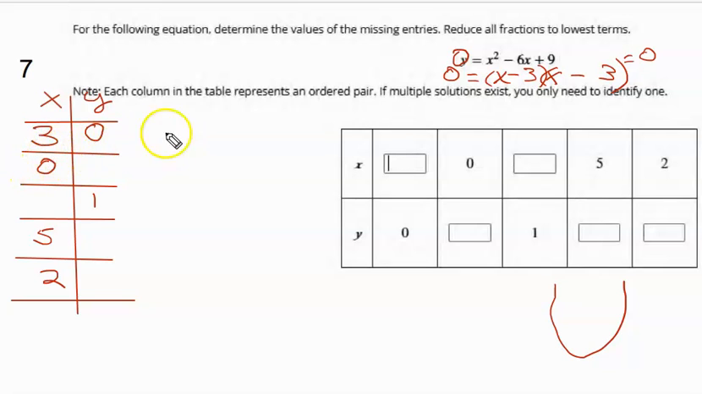Now this one's easy. When x is 0 here, let's clear this up here too. X is 0 here, and this x is 0, so y is going to equal 9. Now how about if y is 1? So let's put a 1 there. And to solve it, we have to, again, get this side to equal 0. We're going to transpose that 1, and we get x squared minus 6x plus 8.